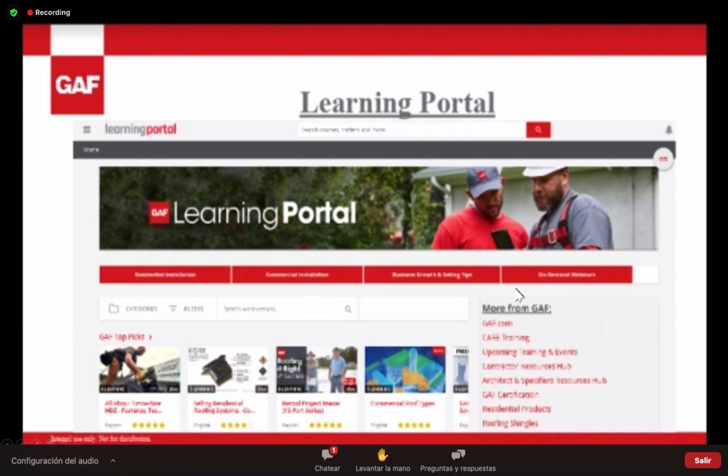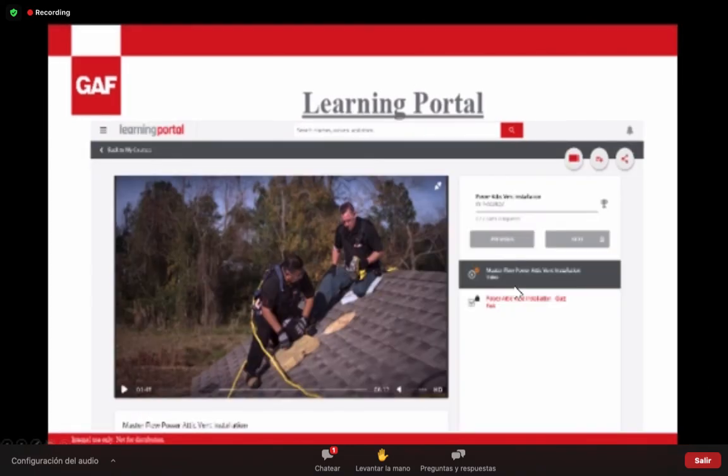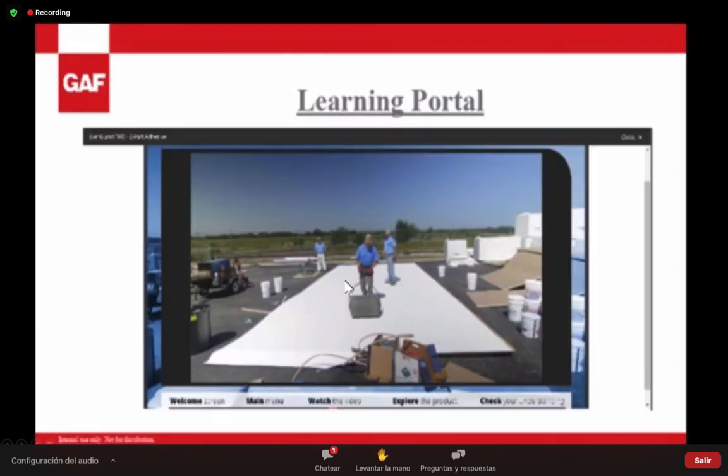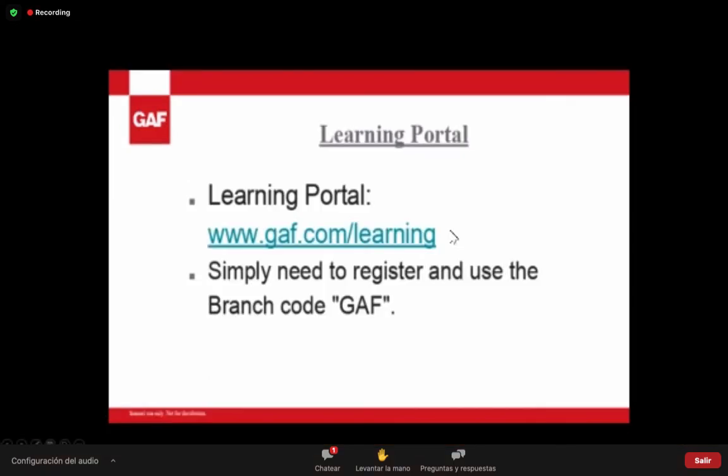Now, the last one is the learning portal. A lot of good stuff. You'll have videos of the shingle whisperers installing a power fan. You've got the weapons of mass destruction showing live videos of installation. Some great stuff there. Just go to www.gaf.com/learning. We have a lot of pre-recorded webinars on there.